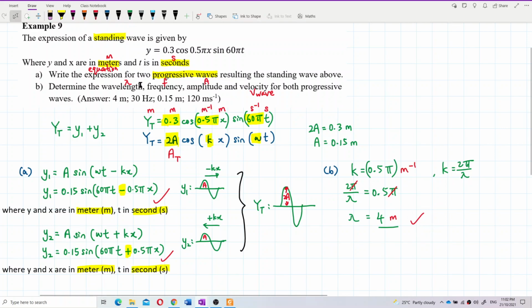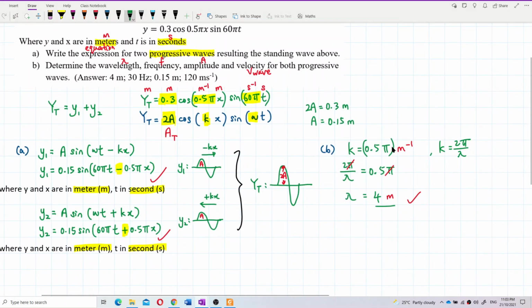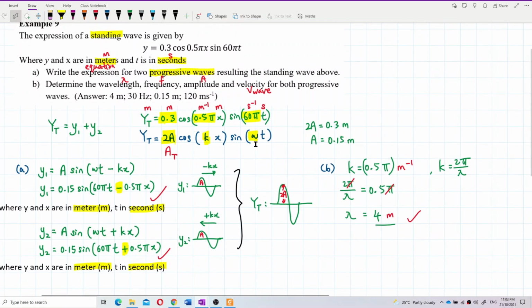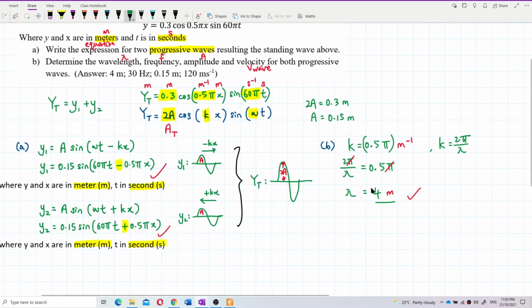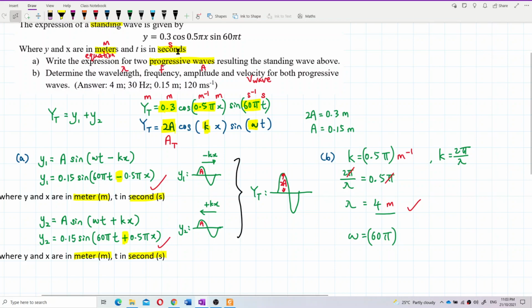Next is our frequency. We want to find frequency. We find it from our omega. Omega is 60 pi. What's the unit? Check the unit. Our omega is per second because the time is in second, not millisecond. So our omega is also per second.